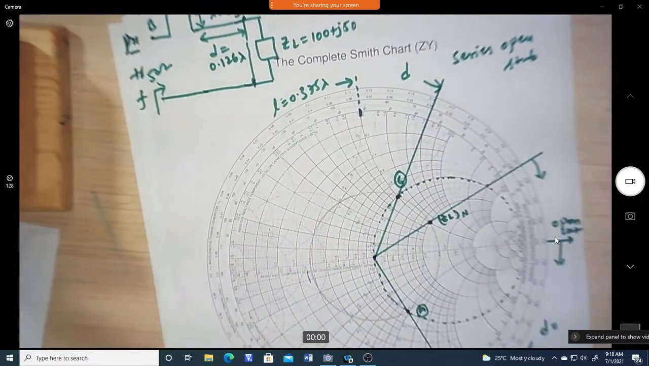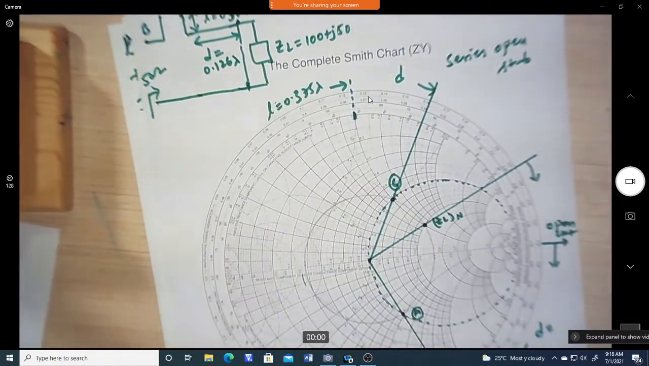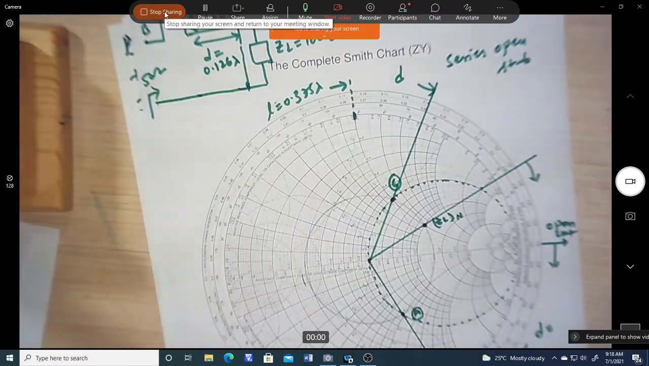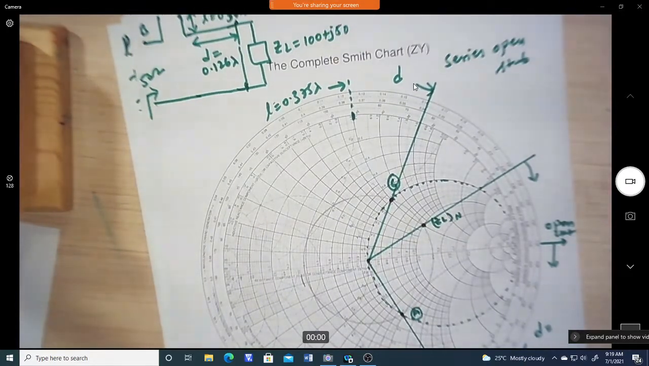Is it understood or not? Any doubt in this? Hello? Any doubt in this? Is it clear? Try to do this one, second solution. How much distance are we moving?